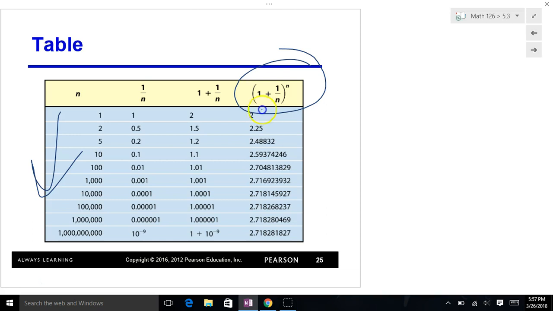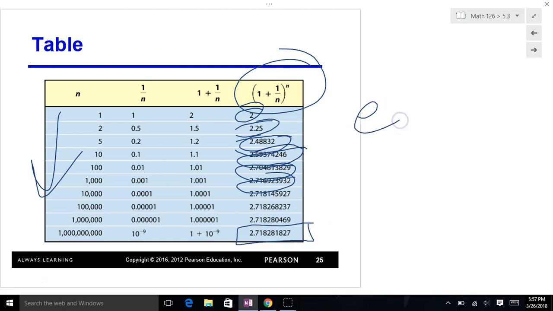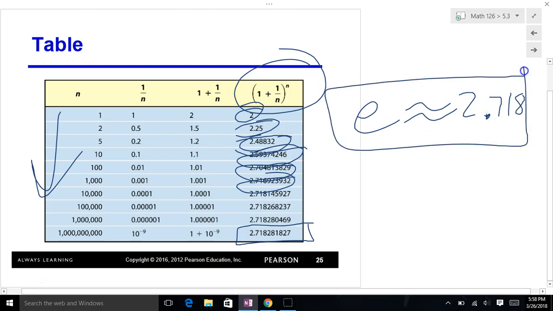So as we let n be 1, it's only 2. As we let n be 2, now it's 2.25. And it's getting closer and closer and closer to the actual value. In other words, less and less error. So this is pretty darn close. It's accurate out to, I don't know, let's say 4 or 5 decimal places or so. But what I want you to remember is e, just like you know that pi is 3.14159 or 3.14, I want you to remember e is 2.718. Okay, memorize that. e is approximately 2.718.